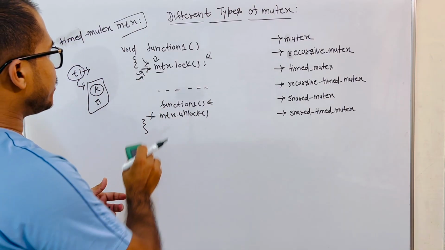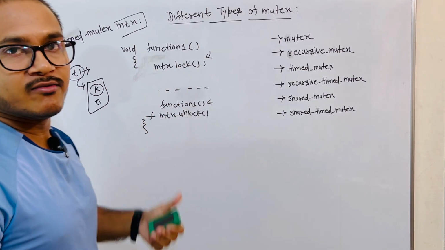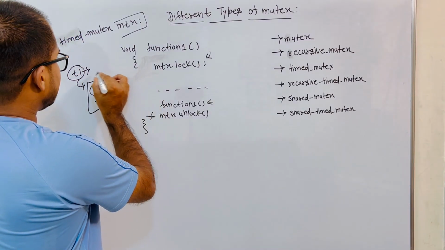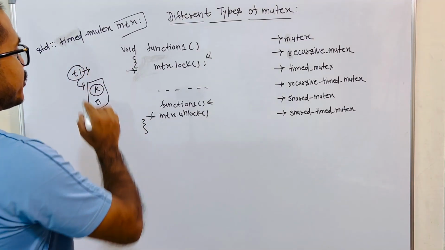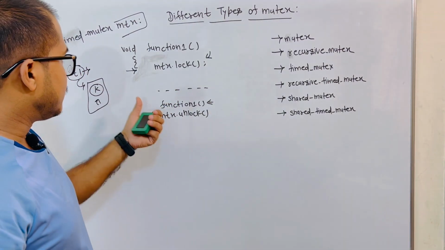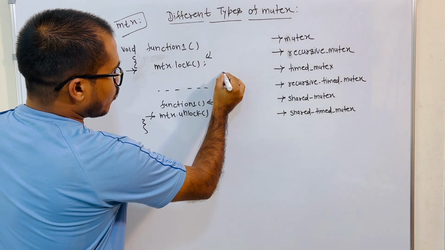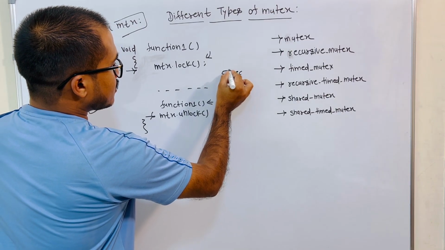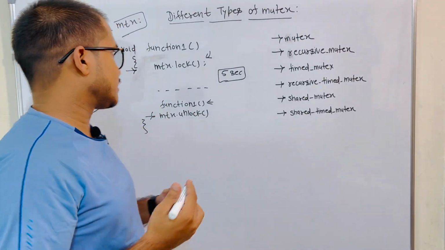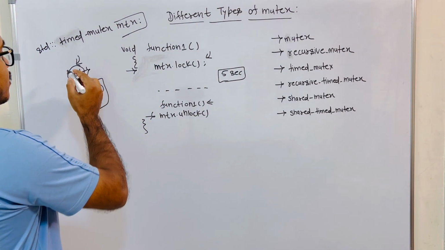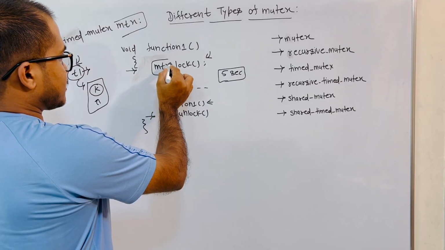So in case of normal mutex, what was happening was, if this mutex is not available for locking, then thread T1 will keep on waiting at this particular point. But using timed mutex, I can provide a timeout: if I am unable to lock this particular mutex for, let's say, 5 seconds, then this locking will fail and my system will be able to execute the task. That is, this particular thread T1 will be able to perform its operation without even locking the mutex.